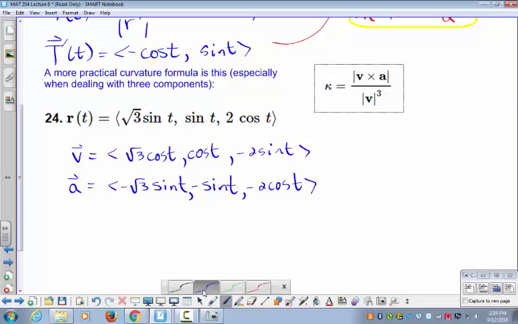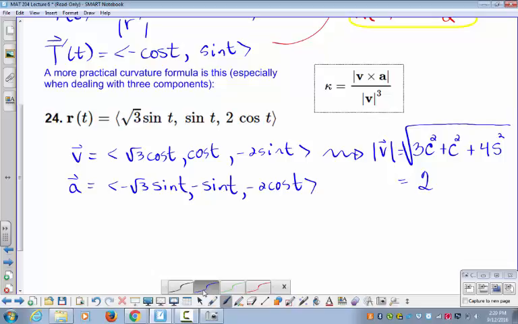And the only other piece we do need is speed. So let's take the velocity vector and find the speed. And that is going to be 3 cosine squared. Since I'm just dealing with cosines and sines, for this speed piece, I'm just going to use C for cosine and S for sine. So it'll be 3 cosine squared, and then the middle one squared is cosine squared. The last one squared will be 4 sine squared. And then we have to take the square root of all that. So that's going to be 4 cosine squared plus 4 sine squared, which is 4. And the square root of 4 is 2. There's our speed.